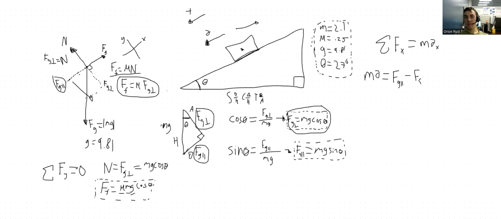Now what we can do is substitute these values that are at first arbitrary symbols. We can make them into values that we can use and plug in. MA equals force of gravity parallel. We established this down here is mg sine theta. We subtract the force of friction, which is mu, the coefficient of friction. We have our answer down here: mu mg cosine theta.